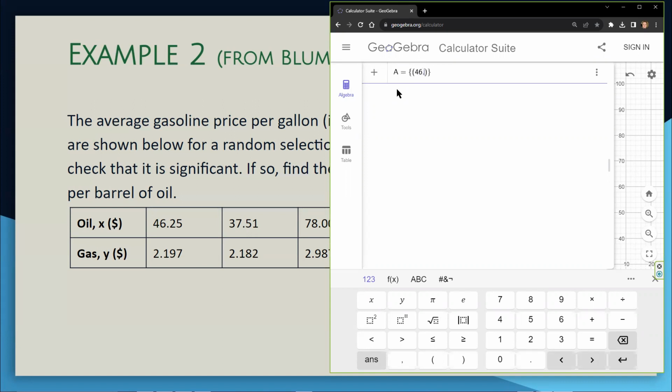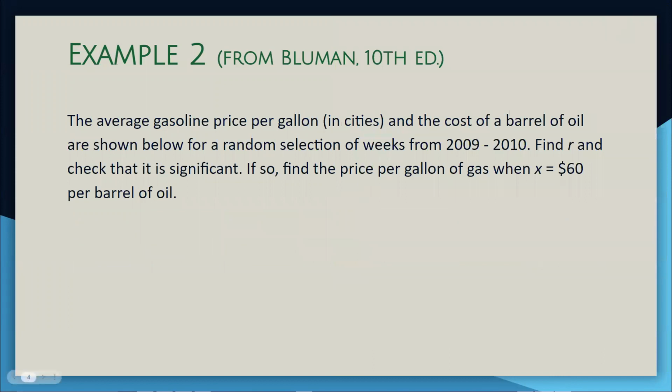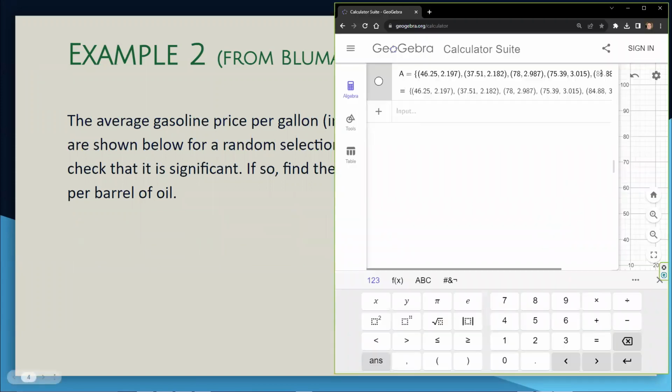So 46.25, comma 2.197. And then I'm just going to continue separating those brackets with commas. I'm going to pause this and do it off screen and then come right back. Okay, so you can see that I've got this data here in GeoGebra. I'm going to minimize this for a second, clear out that data table so we have more room to work. And let's come back to GeoGebra.